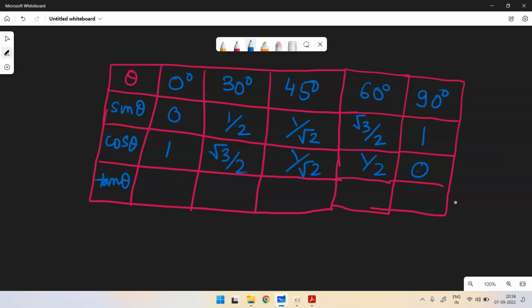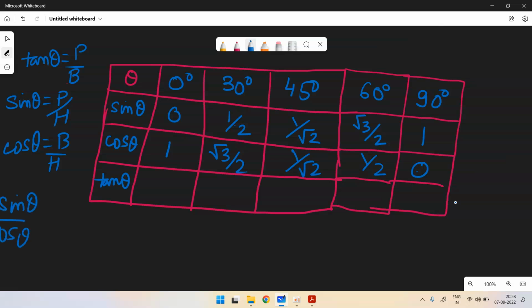Now sir, what is tan theta? I have told you that tan theta is perpendicular by base. Sine theta is perpendicular by hypotenuse, and cos theta is base by hypotenuse. If you divide sine theta by cos theta, it is p by h divided by b by h. So h and h get cancelled, this becomes p by b. What is p by b? P by b is tan theta. So tan theta is nothing but sine theta by cos theta.